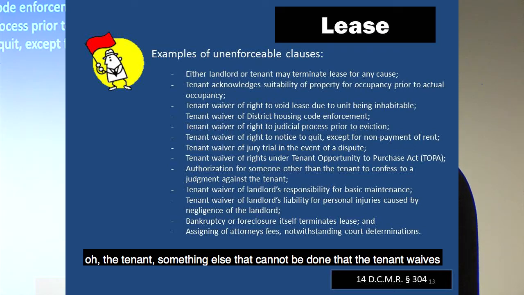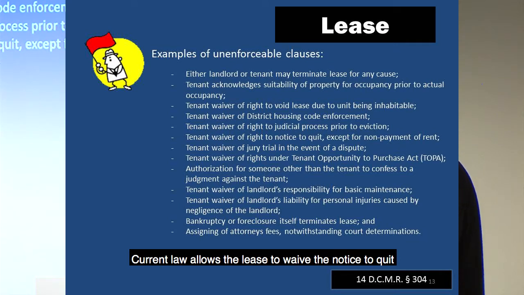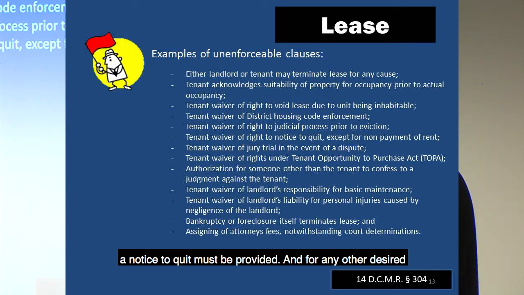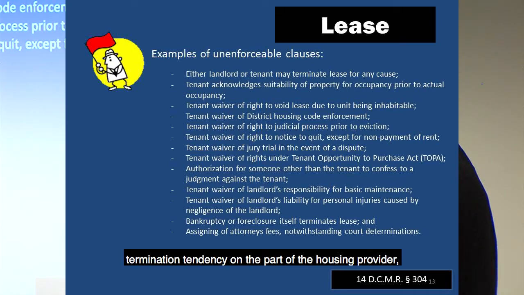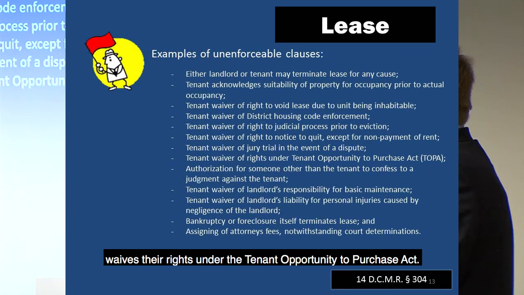The tenant, something else that cannot be done: that the tenant waives the right to a notice to quit for something other than non-payment of rent. Current law allows the lease to waive a notice to quit for non-payment of rent, but for other lease violations, a notice to quit must be provided, and for any other desired termination of tenancy on the part of the housing provider. That the tenant waives a jury trial? Can't do that. That the tenant waives their rights under the Tenant Opportunity to Purchase Act? Can't do that either.